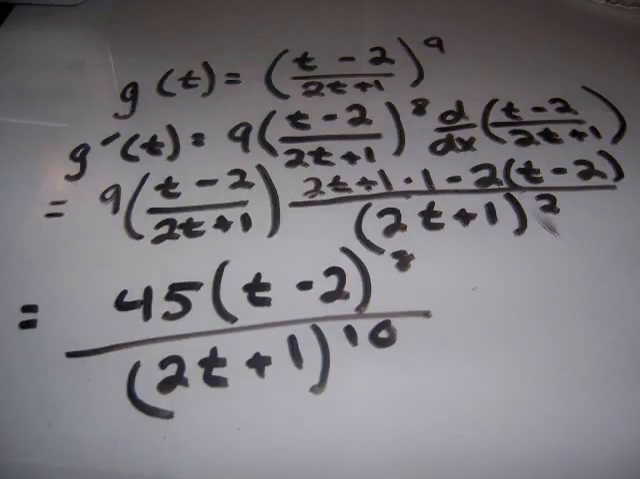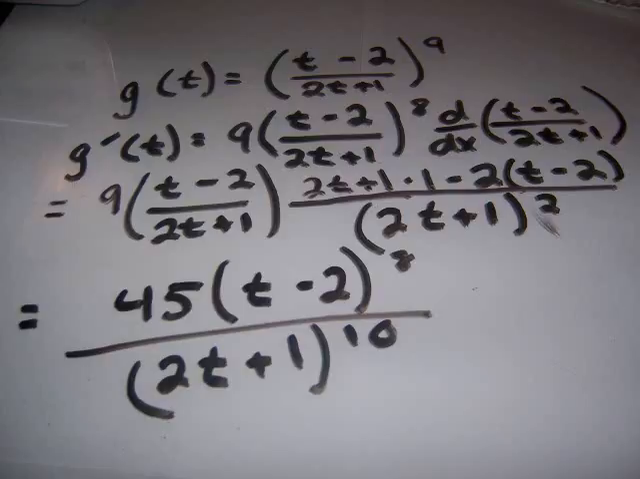In this equation, we will find the derivative of the function g of t is equal to t minus 2 over 2t plus 1, all to the 9th power. We will be combining the power rule, the chain rule, and the quotient rule. Therefore, g prime of t is equal to 9 times the quantity t minus 2 over 2t plus 1 to the 8th power times the derivative of t minus 2 over 2t plus 1.